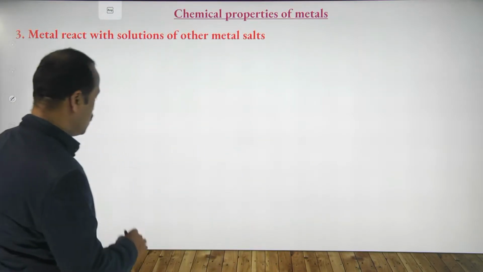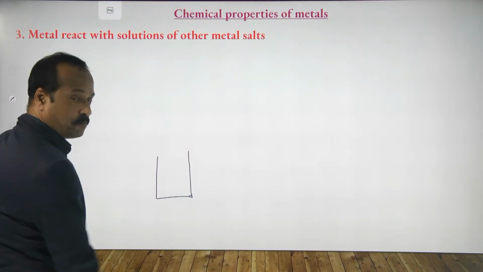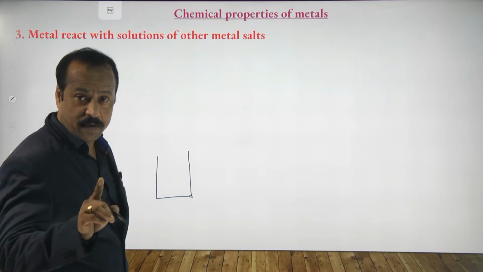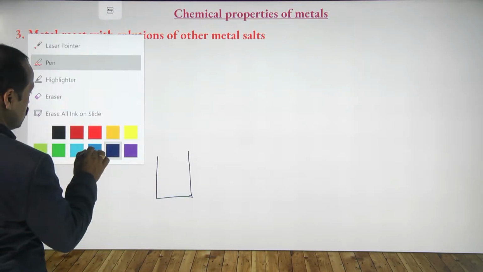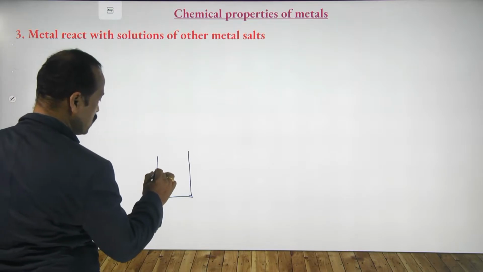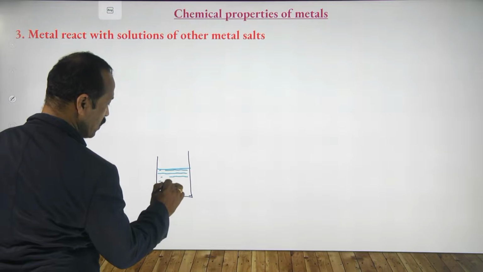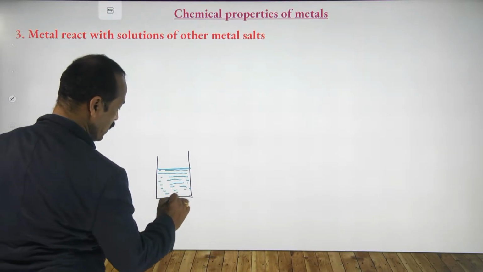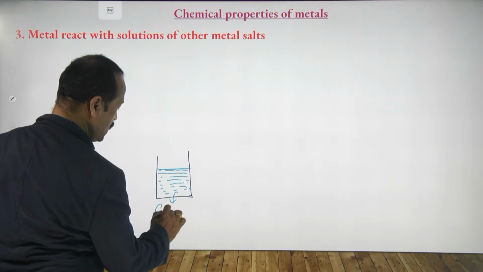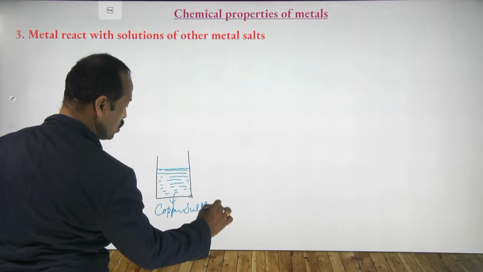Okay, now see here, I'll explain to you. Let us take one beaker. In this beaker, I am taking the copper sulfate solution. Students, the color of copper sulfate solution is blue. So this is a copper sulfate solution I am taking, a blue color solution.